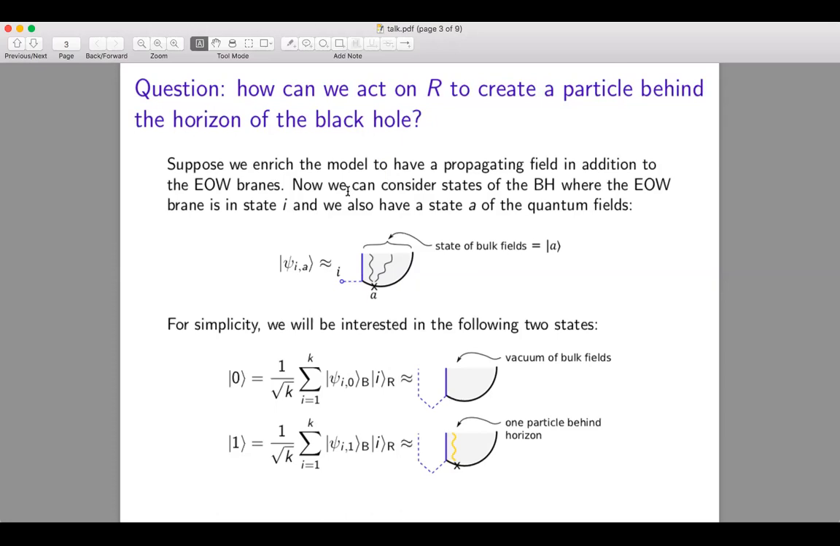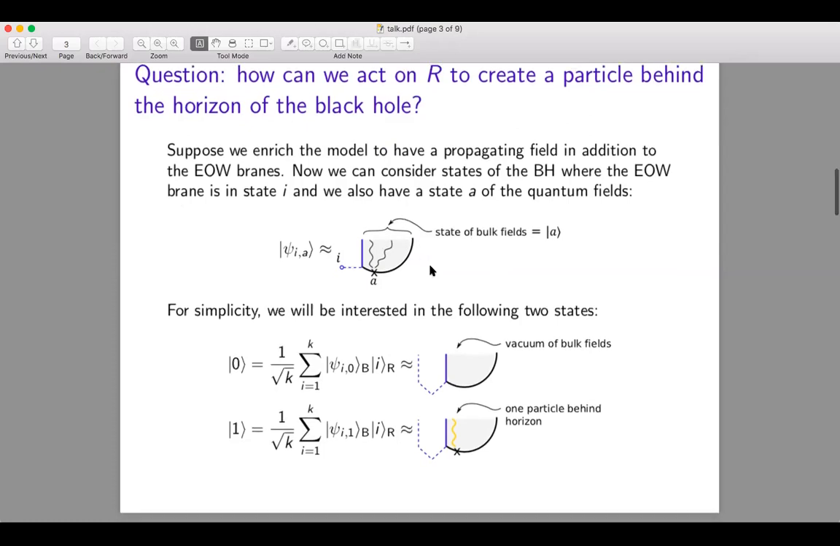And so now we can consider states of the black hole where the end-of-the-world brain is in some state I, like we've been saying so far, but we also have some general state A for the quantum fields propagating on the background. So this ket vector psi I comma A represents a state of the bulk where we have an end-of-the-world brain, this blue line here, in state I. And we've also inserted some kind of source on the asymptotic boundary to create some particles in the bulk. So the state of the bulk fields is state A. So I labels the state of the end of the world brain, and A is some general state of the bulk fields.